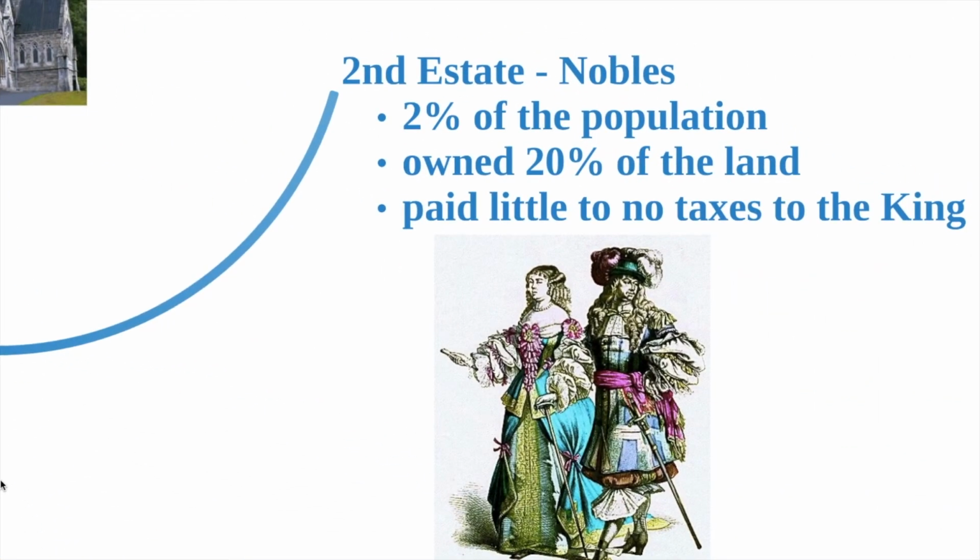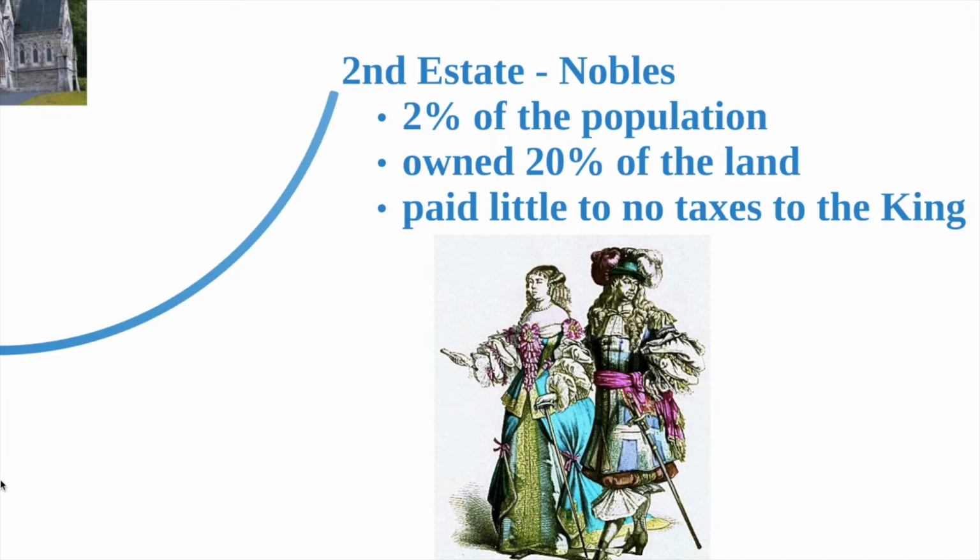Now, the second estate is just slightly smaller than the first estate. The second estate is the nobility. These are people with royal titles, like lord, right? Like Lord Ramage, or duke, or duchess, or all the homecoming names. But these are people with noble titles that are given to them by the king. So there is a close relationship between the nobility and the king. The king needs the nobles, and the nobles need the king, and vice versa.